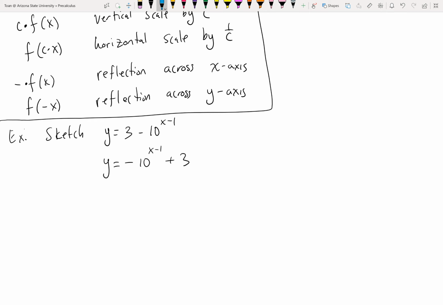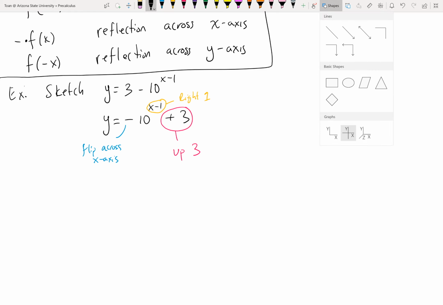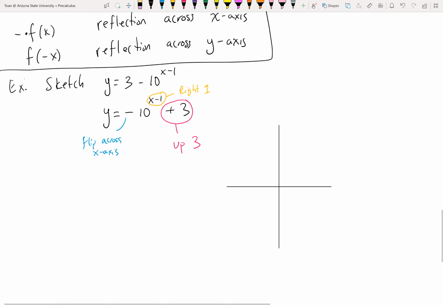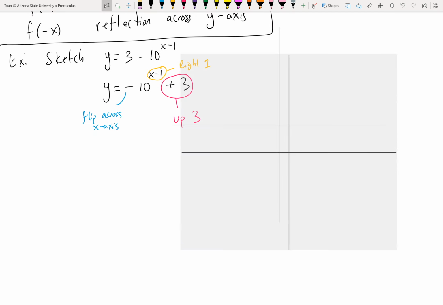Now I hope it's very easy to see the transformations. I see a minus here, so that's a flip or reflection across the x-axis. I see a minus 1 with the x, and that goes to the right 1. And I see a plus 3, so that's an up 3. So what do I expect you to do when it comes to sketching? Just apply the transformations on that special point, (0, 1), and apply the transformations on the horizontal asymptote.